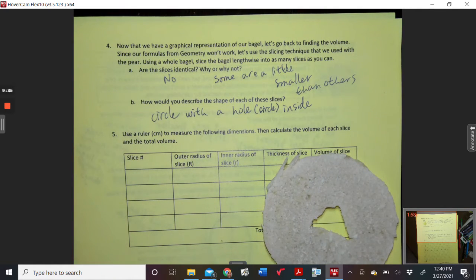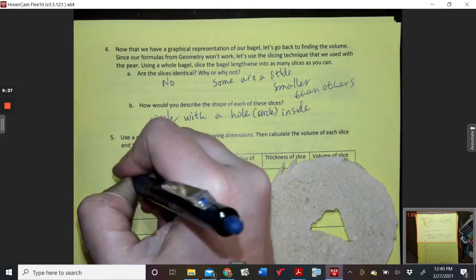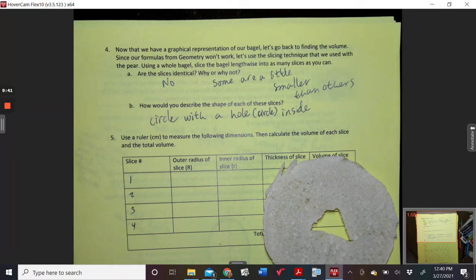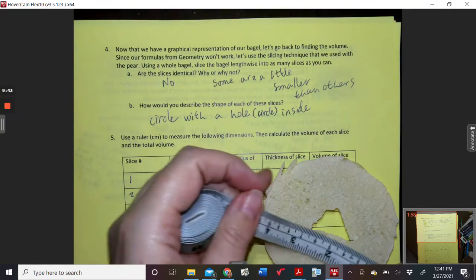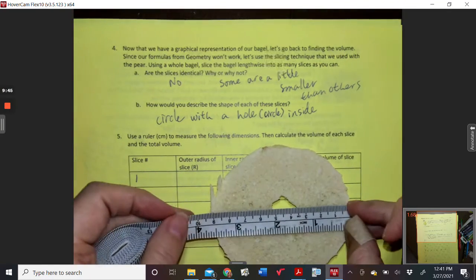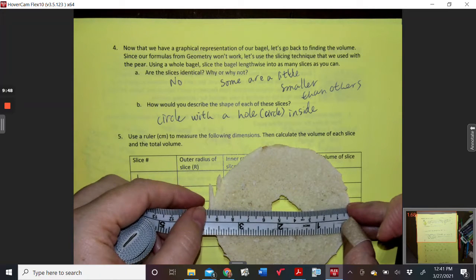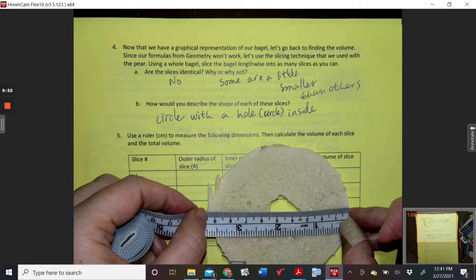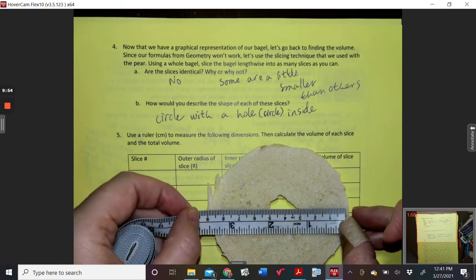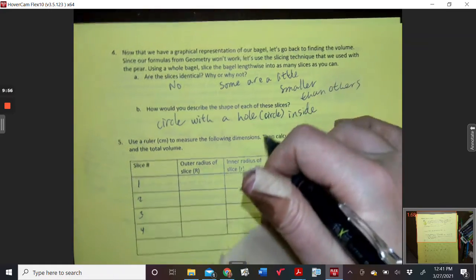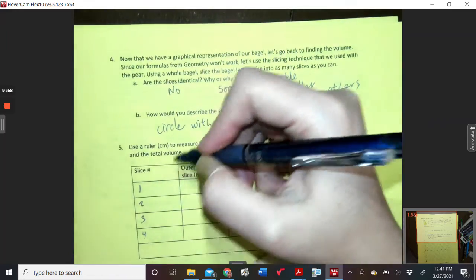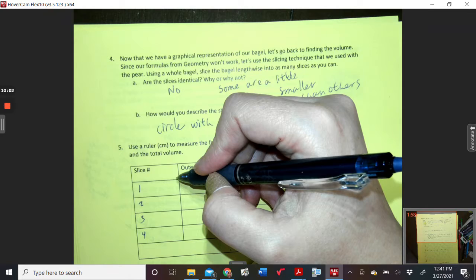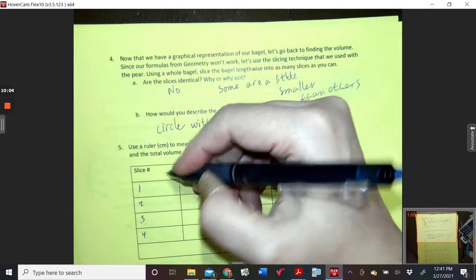We'll do that one together. And so we'll call it slice number 1, 2, 3, and 4. So the radius of the outer slice. I'm going from corner to corner, and I got 9 and a half. And I need to cut that number in half. My diameter is 9 and a half, which means my radius is 4.5. Half of half is a quarter.